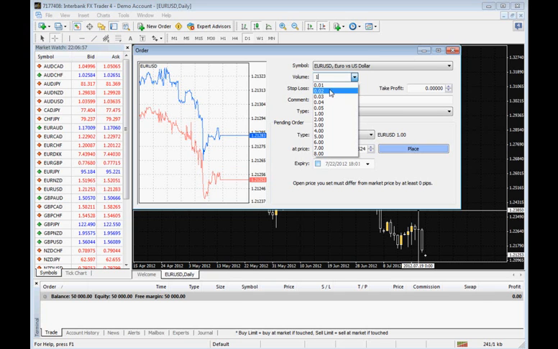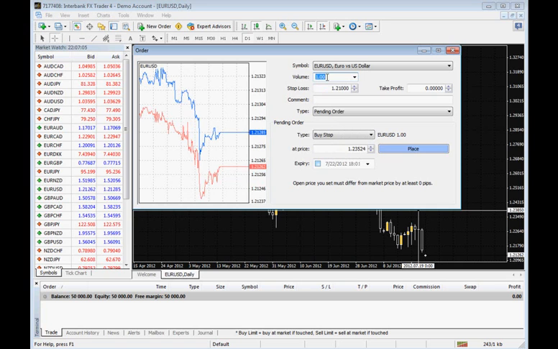So that would either be 40 micro lots, right? 1,000 units times 40 would be 40,000 units. Or that's equivalent to 0.4, because 0.4 is equal to 4 mini lots. A mini lot is 10,000 units, times 4 is 40,000. So that would be our 0.4. Now we have our position size.